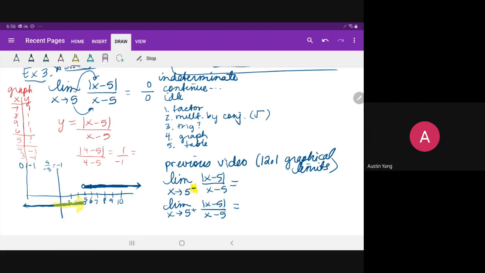So what y value are you heading towards? I guess I should label my graph better. Okay, so let me click over here. Yes, -1. So the limit from the left side is -1. And then the limit from the right side, and I don't know if I changed colors from the other video, but basically I'm looking at that. And what's the limit from the right side?